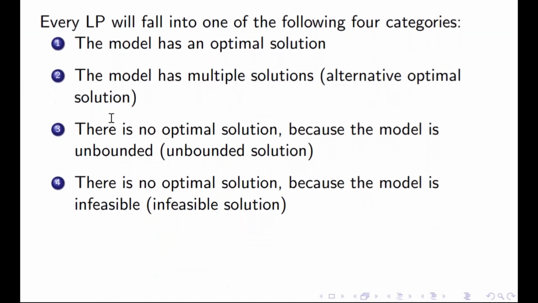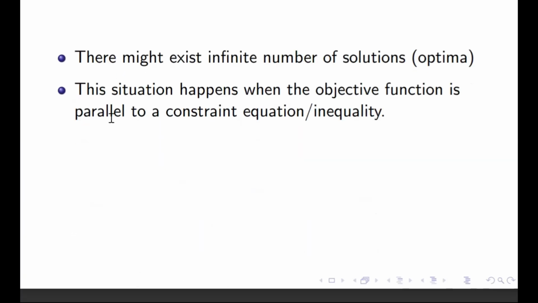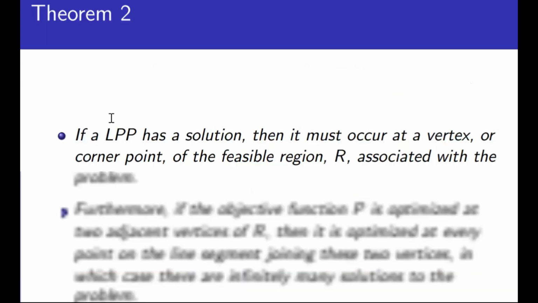Every LP will fall into one of the following four categories. The model has an optimal solution. The model has multiple solutions. There is no optimal solution because the model is unbounded. There is no optimal solution because the model is infeasible. There might exist an infinite number of solutions. These situations happen when the objective function is parallel to a constraint equation.